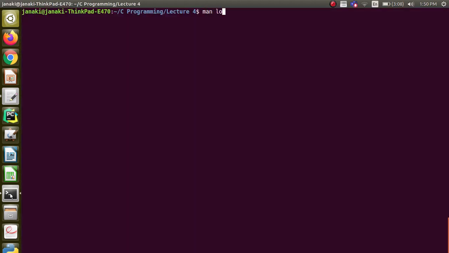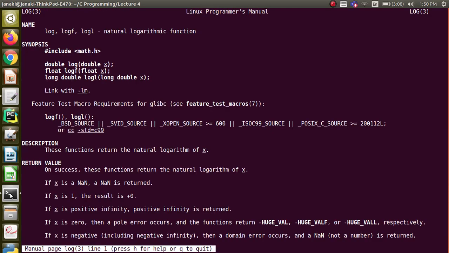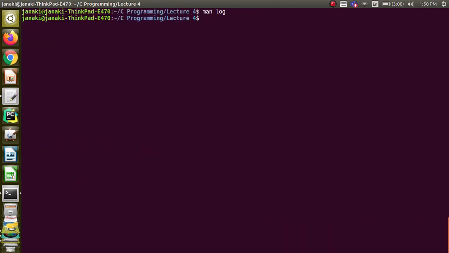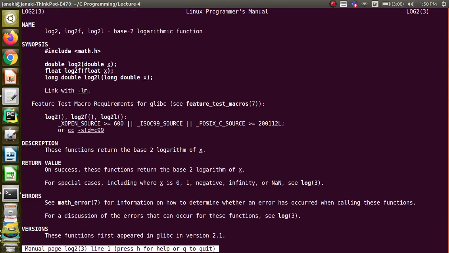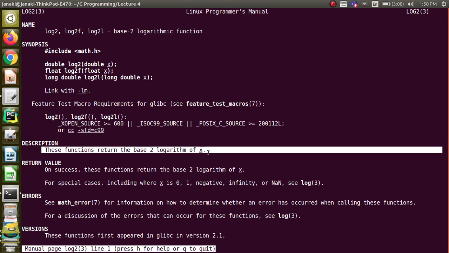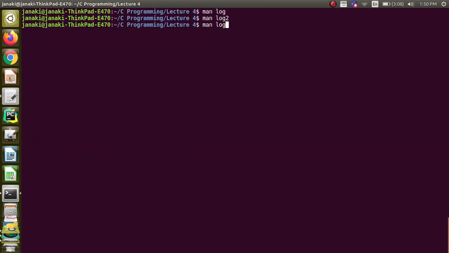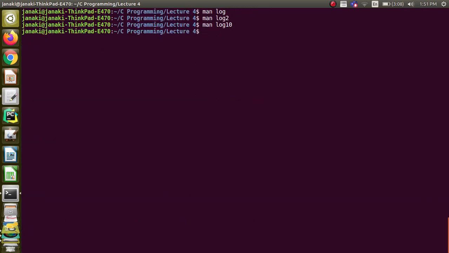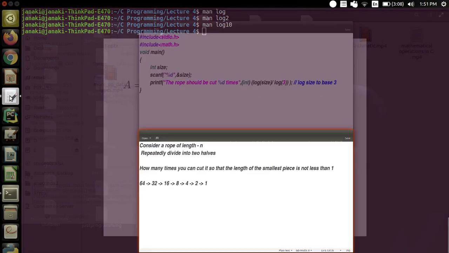There is a built-in function log which is present in math.h. But when you look at the description, it says that these functions return the natural logarithm of x. I do not want a natural logarithm. I want a logarithm to the base 2. There is a built-in function for log base 2, and I use this log2 function. It will find out the base 2 logarithm of x. Also there is log base 10. This is also available in math.h. So you can use this function if you want to find log to the base 10. In this problem, you want to find out log to the base 2.